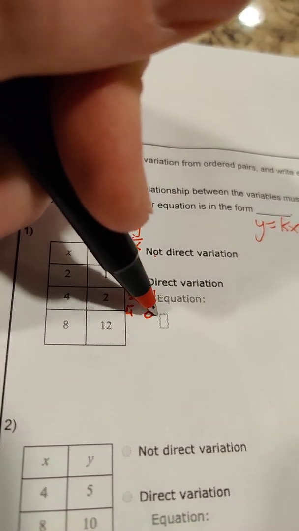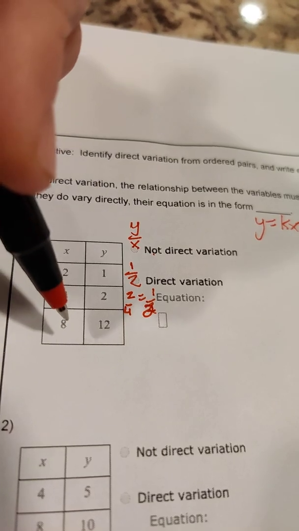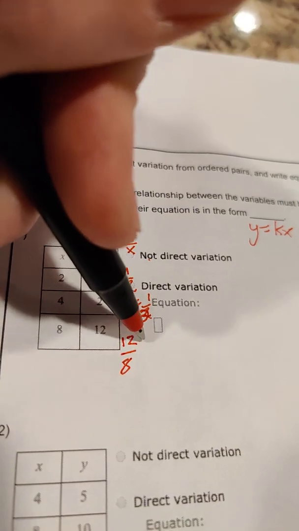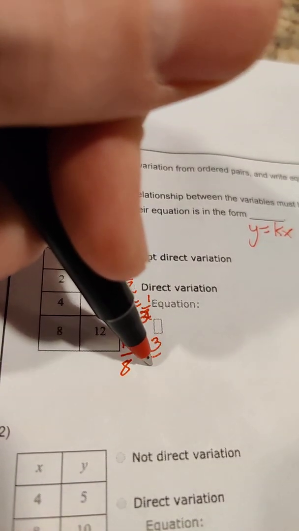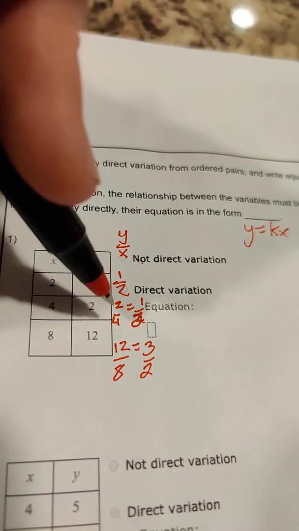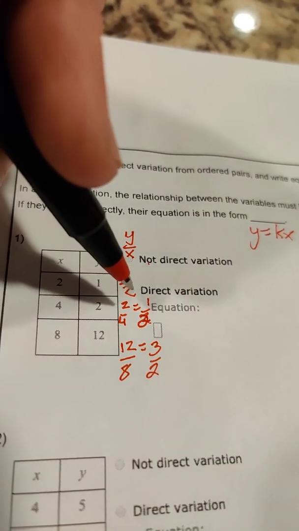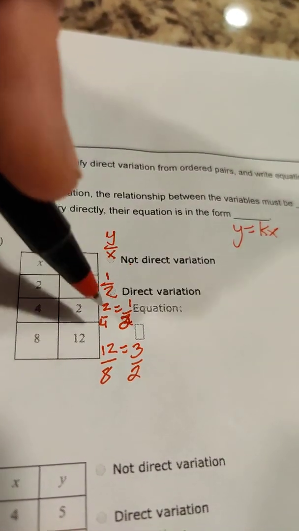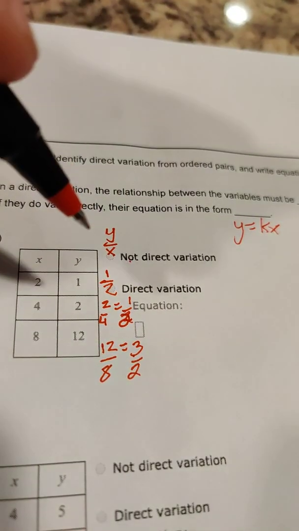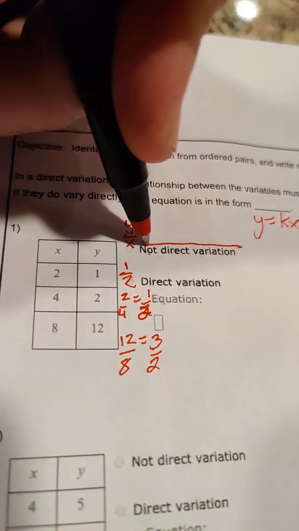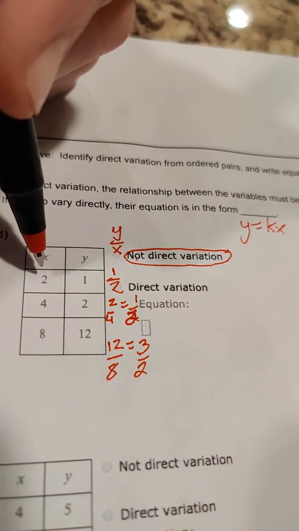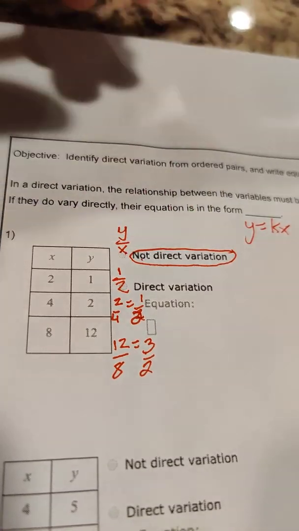And then lastly, we have 12 over 8, which is 3/2 when we simplify. So since the constant of proportionality is not consistent, we have 1/2 for the first line, 1/2 for the middle line, and 3/2 for the last line, this is not a direct variation. Y does not vary directly as x here, so there's no equation to write.